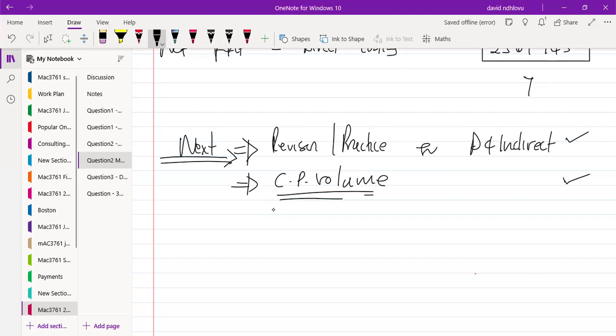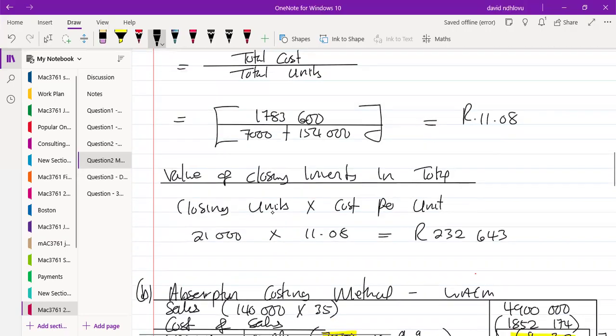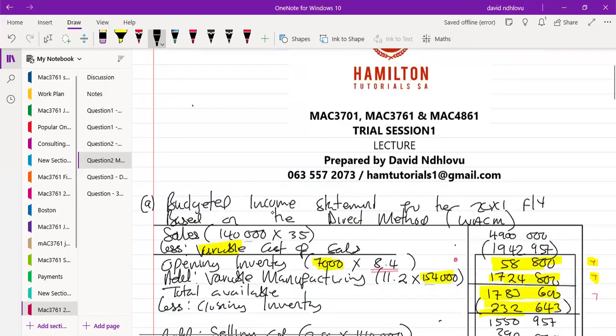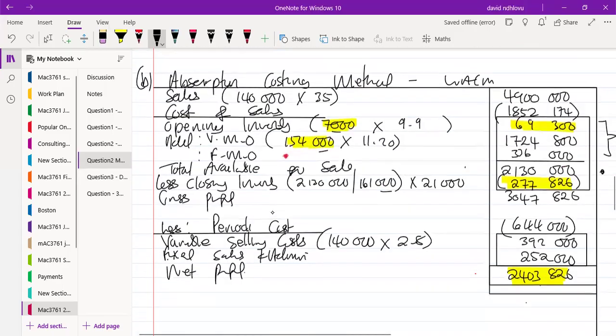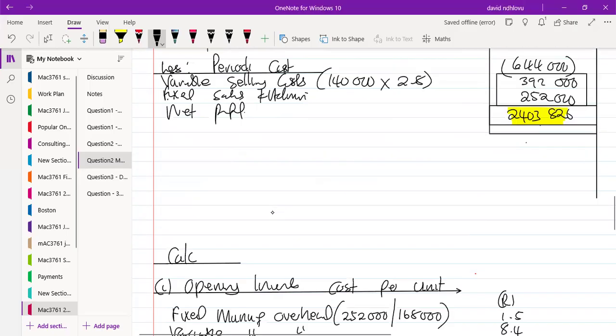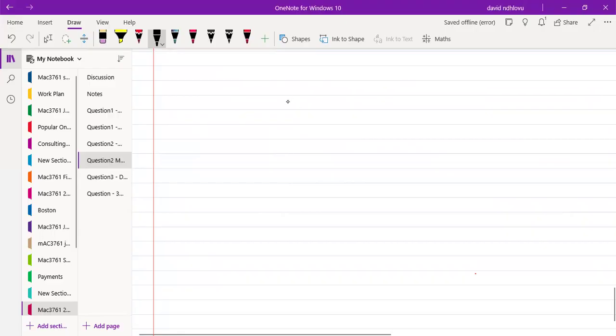So you can pass this module, but it's not for lazy people. It's for hard workers. It's what defines financial accounting. If you can pass management accounting, then you can do anything with your financial accounting. You can do your CTA, you can pass your board exams. All is good. Right, let me end here.